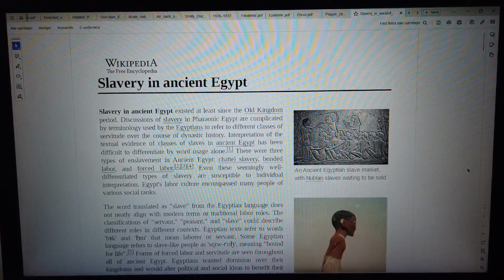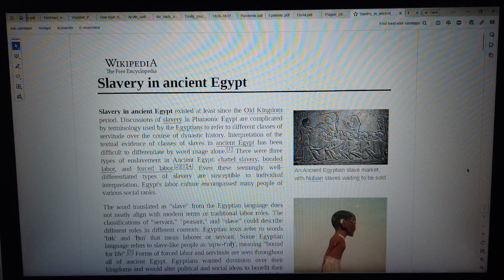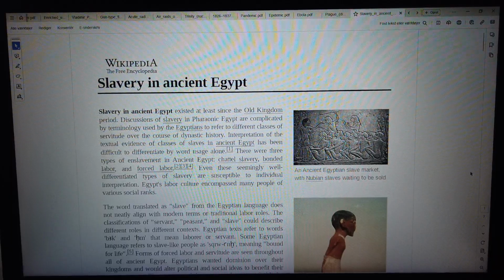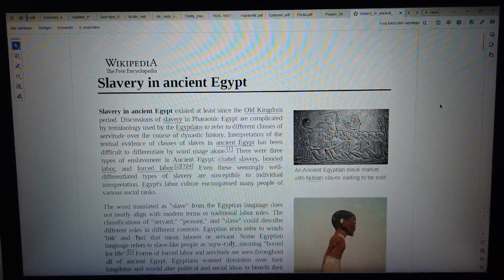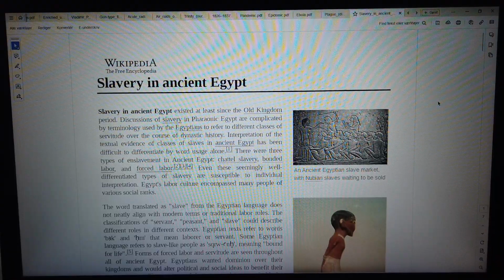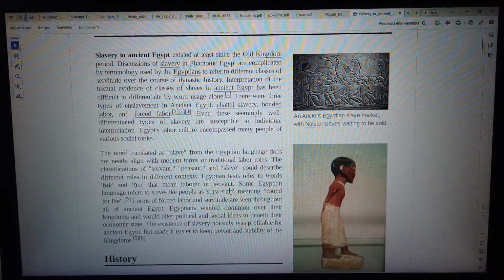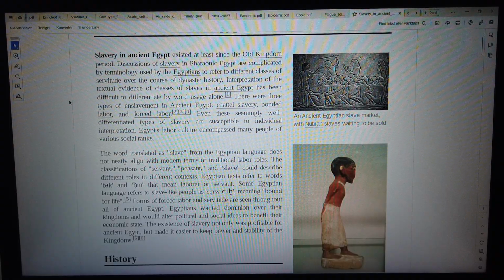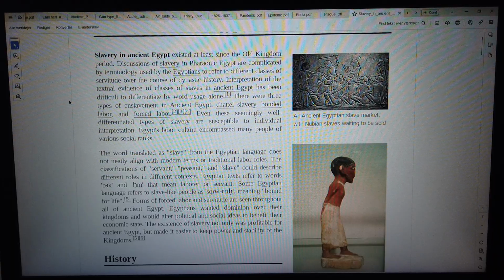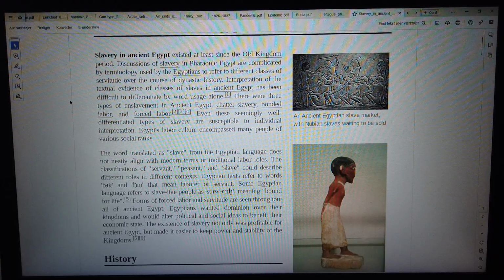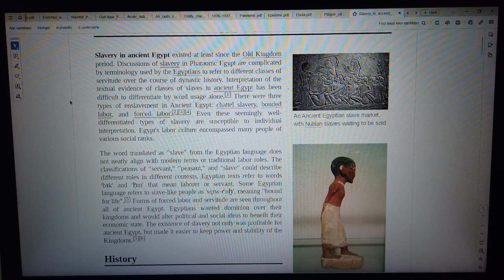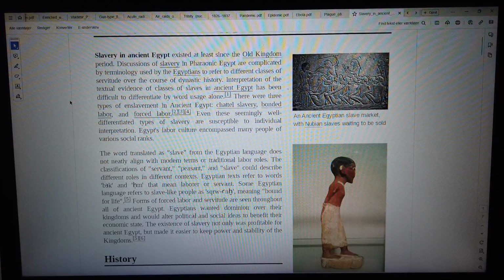Slavery in ancient Egypt. An ancient Egyptian slave market with Nubian slaves waiting to be sold. A figurine from Egypt of a Semitic slave. A slave being beaten. Slavery in ancient Egypt existed at least since the Old Kingdom period. Discussions of slavery in Pharaonic Egypt are complicated by terminology used by the Egyptians to refer to different classes of servitude over the course of dynastic history.